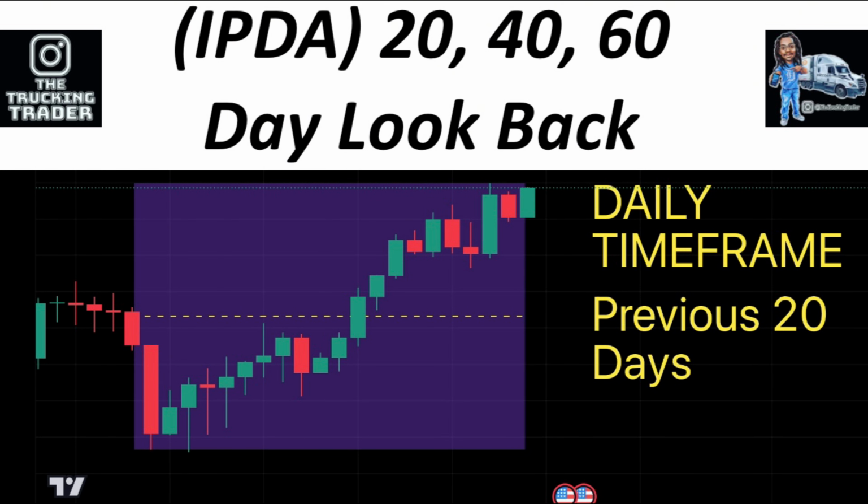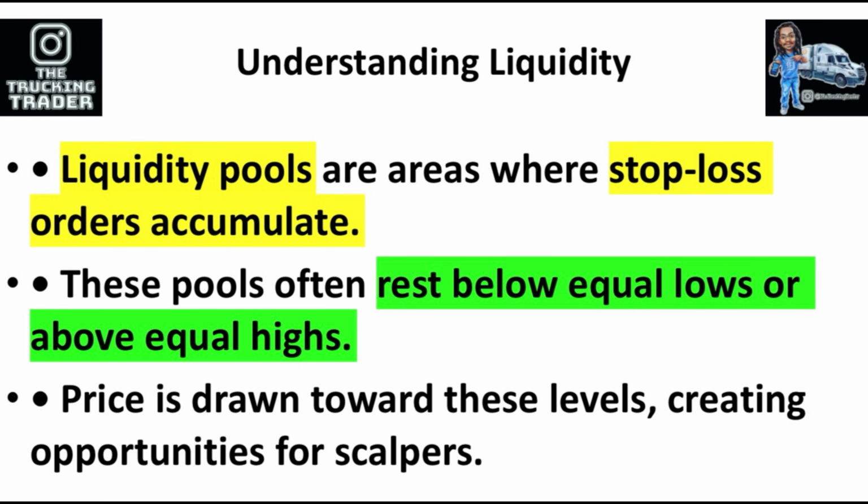So like I just said, the IPDA is a 20, 40, and 60 day look back. Normally, I only go about 20 days back into price action. But if you can't find anything on a 20-day range, go back to 40 days or 60 days.